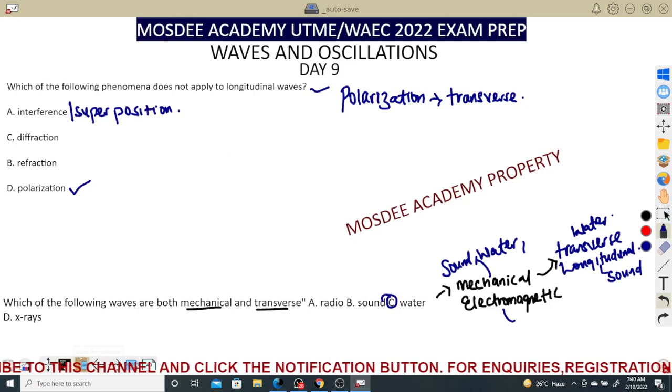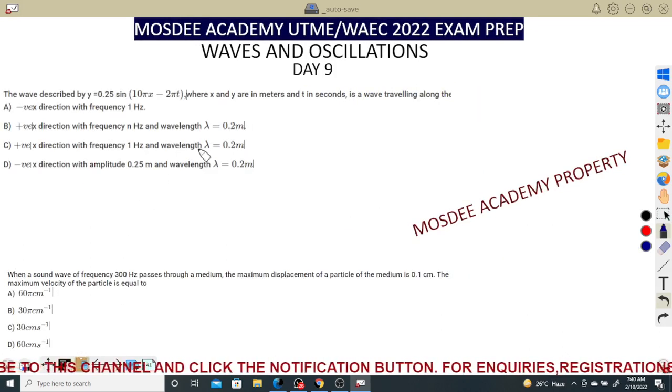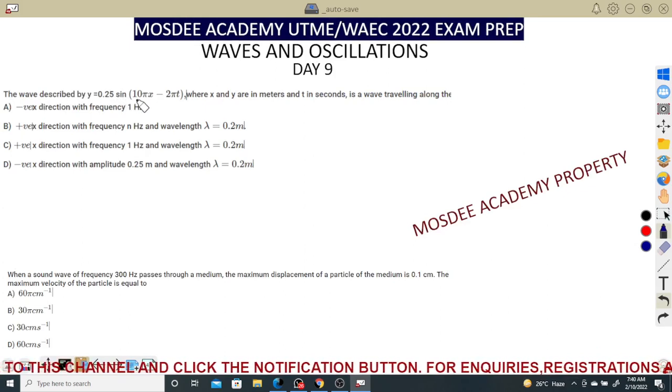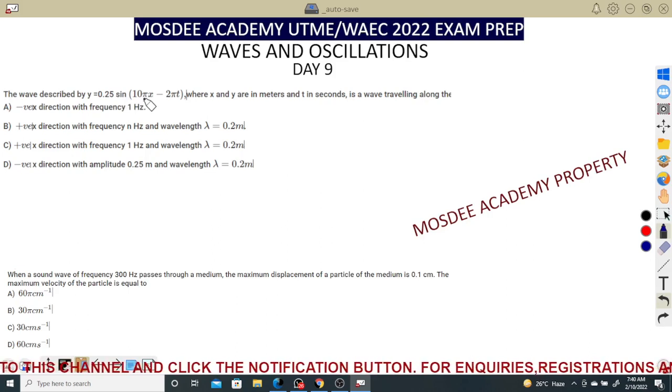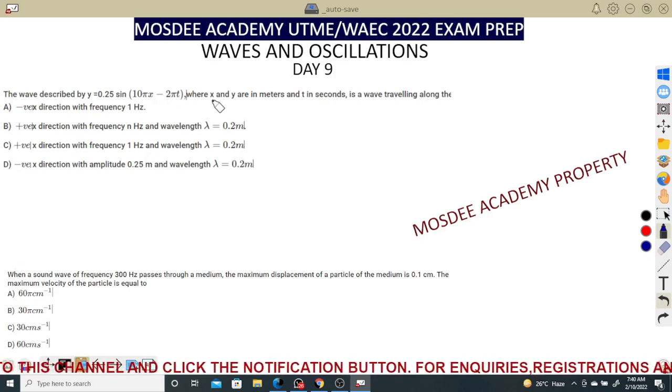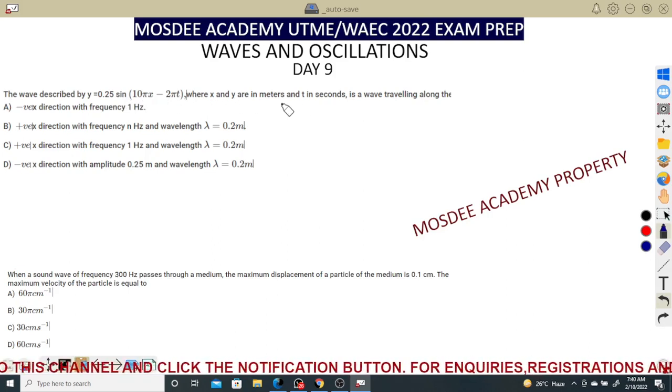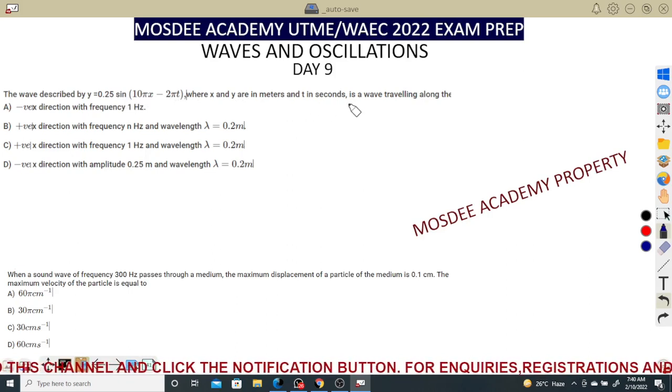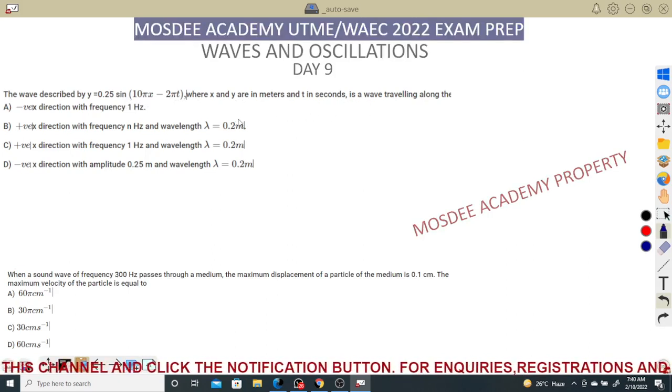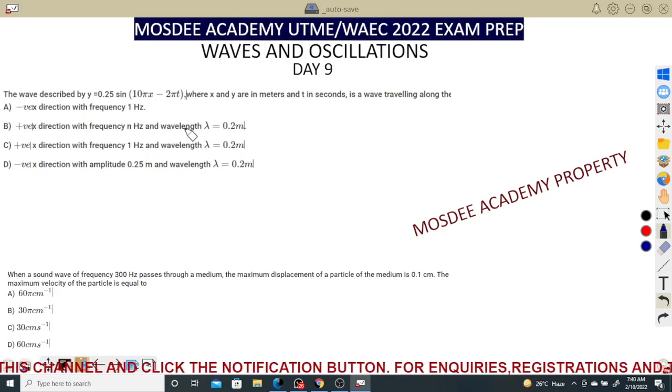So we move to the next one, which is question 7. Fine. About 7, we have the new pattern. The wave described by y equals 0.25 sine (10 pi x minus 2 pi t), where x and y are in meters and t is in seconds, is traveling along the dash negative direction with frequency dash.